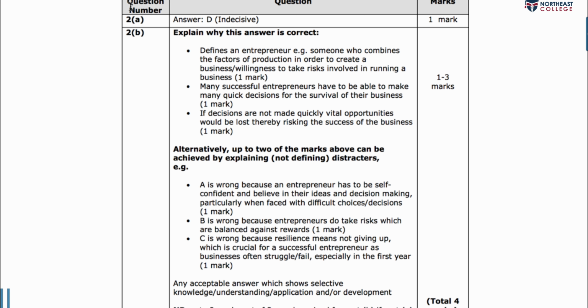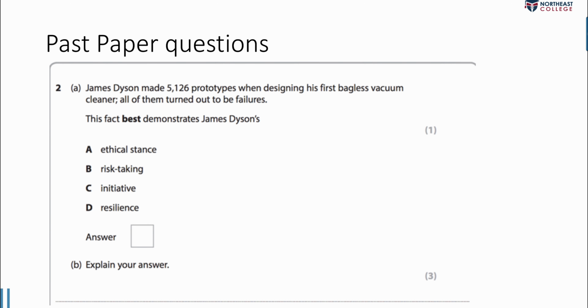So let's take a look at another similar question about entrepreneurs. Let me read it. It says James Dyson made 5,126 prototypes when designing his first bagless vacuum cleaner. All of them turned out to be failures. What would you be thinking about then? Failure. That is something that entrepreneurs face from time to time. So when you fail, what do you do?